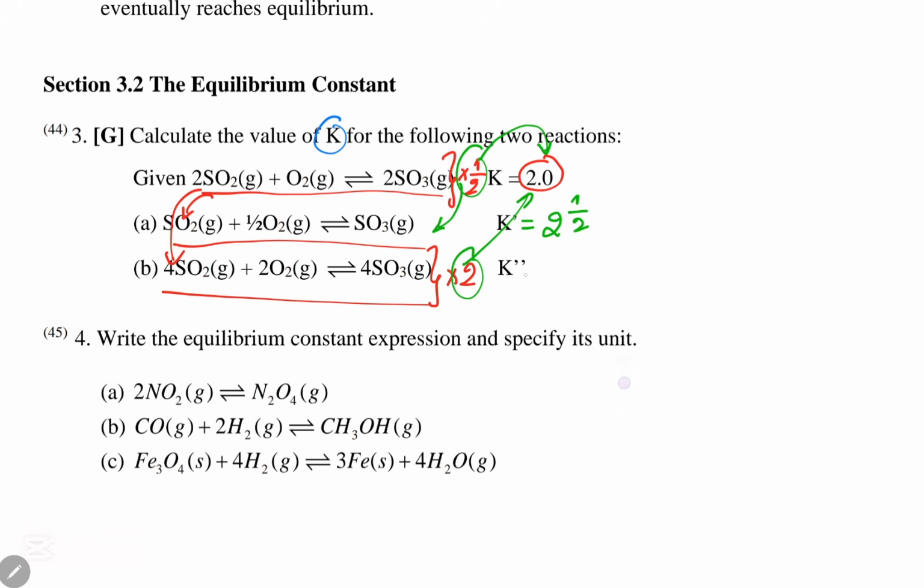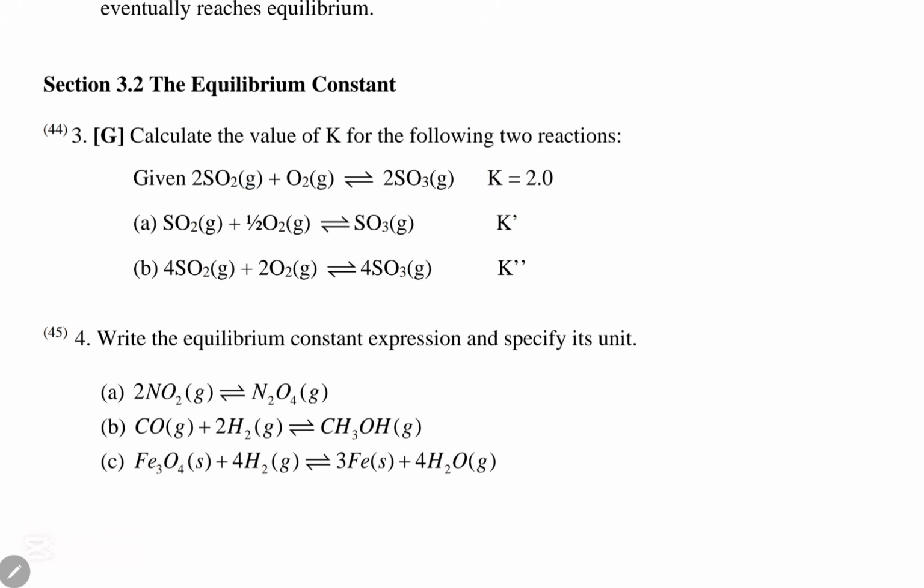And then here my K double prime would be 2 to the power of 2. Why? Because I multiplied it by 2. So here I would get radical 2, which is 1.4, and here I would get 4. And that's the value of K, very simply, for question 3.